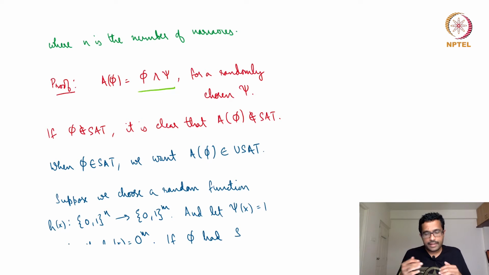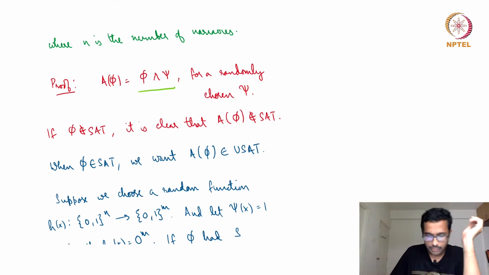So basically psi just eliminates a portion of the assignments, making them unsatisfiable, and because it's randomly chosen, we expect it to also eliminate a portion of the satisfying assignments. So all that will remain is a small fraction of satisfying assignments, which we hope will be very close to 1. This is a very high level idea.